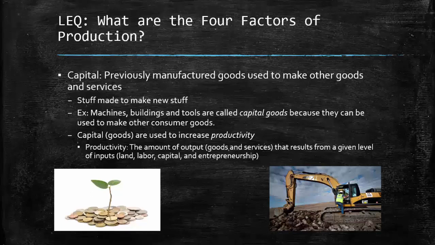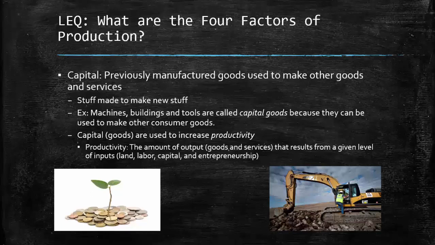Now, productivity is the amount of output, that's a fancy way of saying the amount of stuff you can make, that results from a given level of input. The input being the factors of production. So if I were to input land, labor, capital, and entrepreneurship, which we're about to cover, the output is the goods and services. So people use capital to increase productivity.